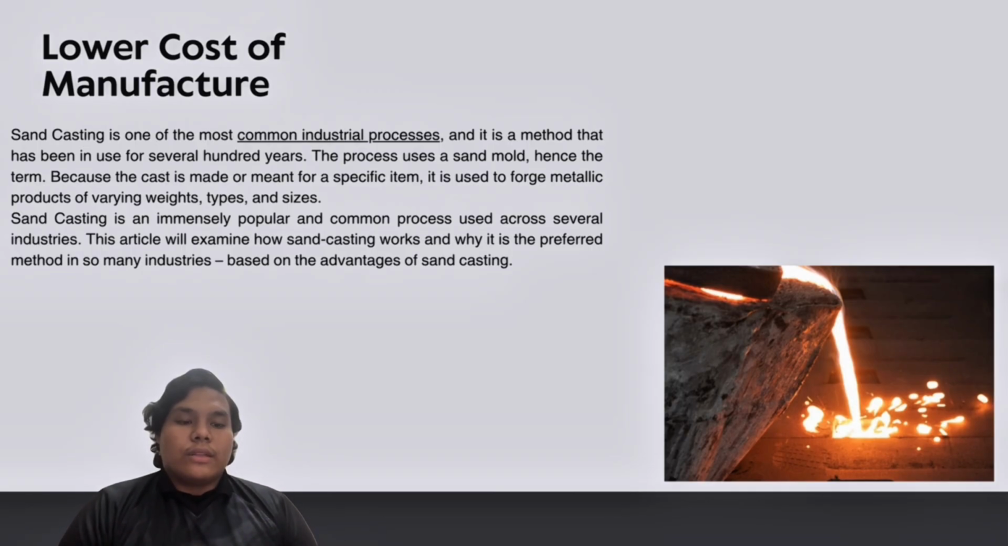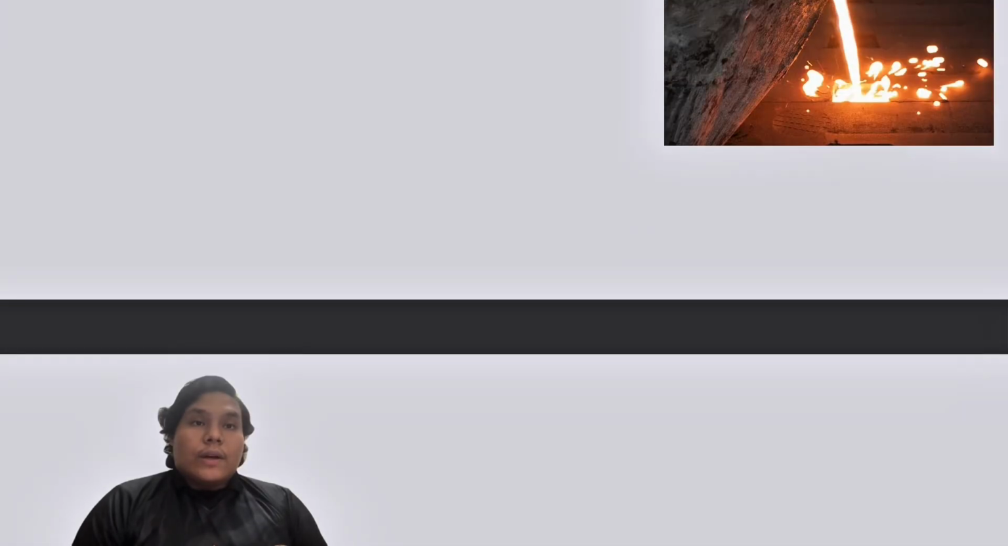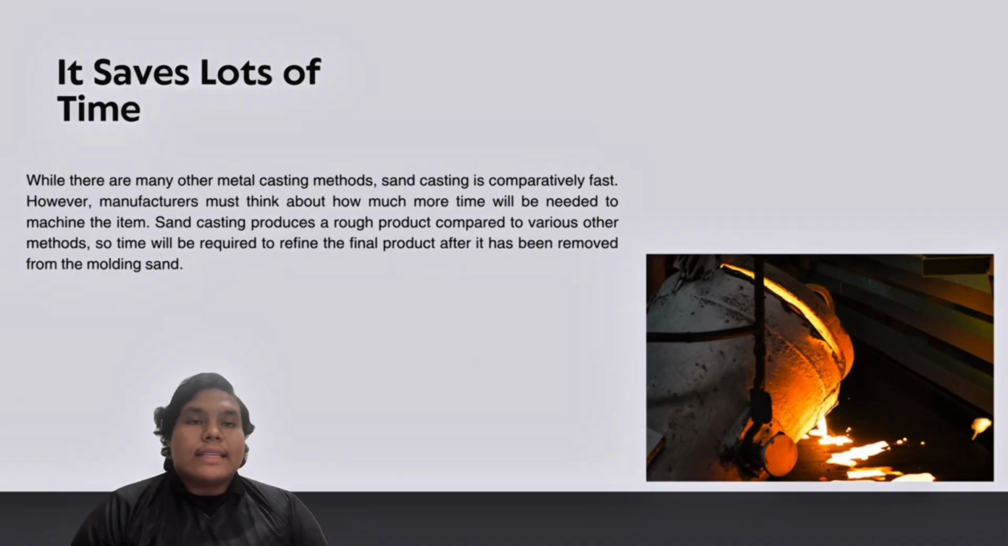The machine models last for several dozen cycles, making them perfect for patterns needed for extensive production runs. Another advantage of sand casting is that it saves lots of time. Compared to other methods, sand casting is comparatively fast, but manufacturers must think about how much more time will be needed to machine the item. Sand casting produces a rough product compared to various other methods, so time will be required to refine the final product after it has been removed from the molding sand.